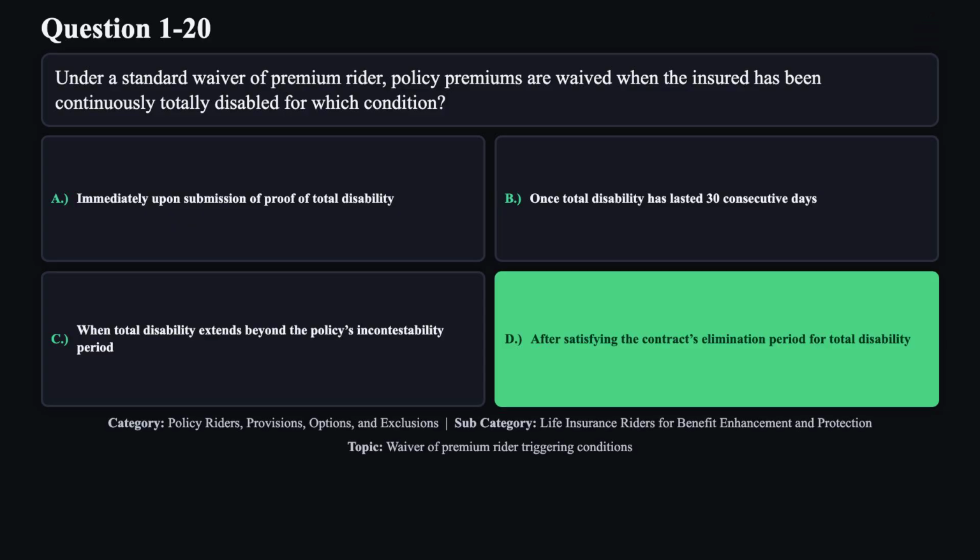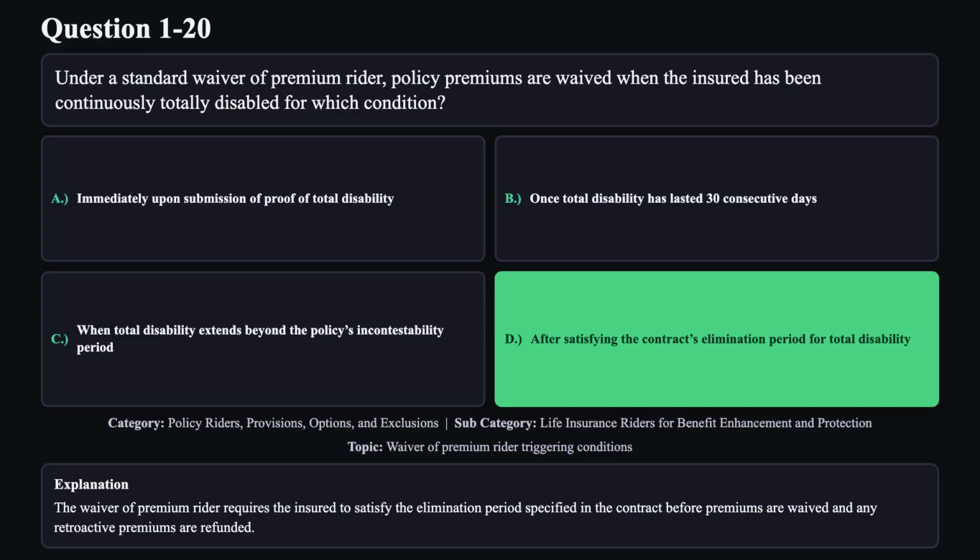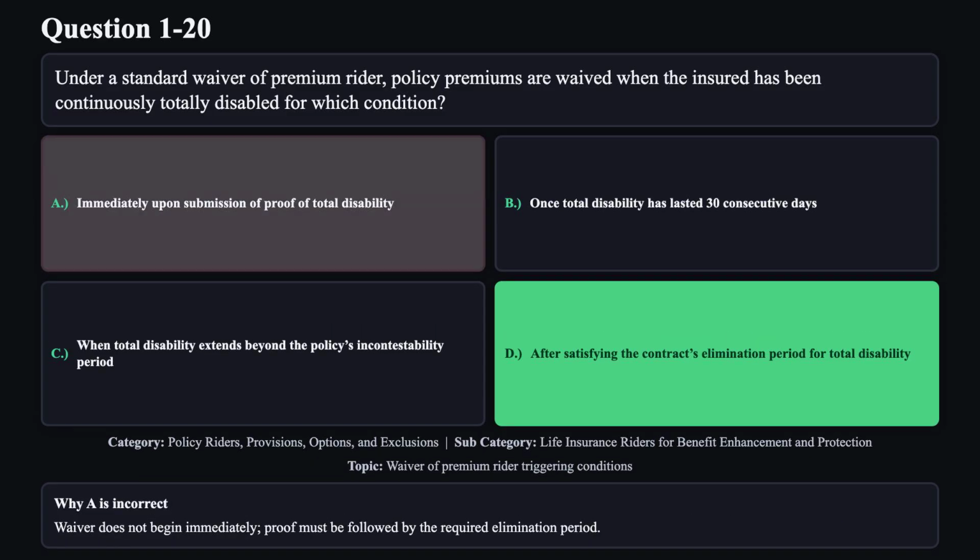The correct answer is D. The waiver of premium rider requires the insured to satisfy the elimination period specified in the contract before premiums are waived and any retroactive premiums are refunded. Reason A is not correct. Waiver does not begin immediately. Proof must be followed by the required elimination period.